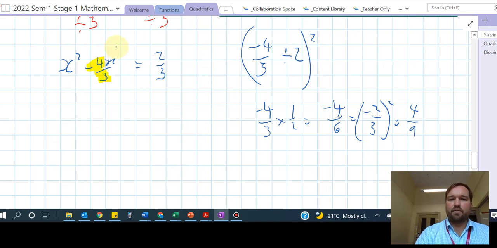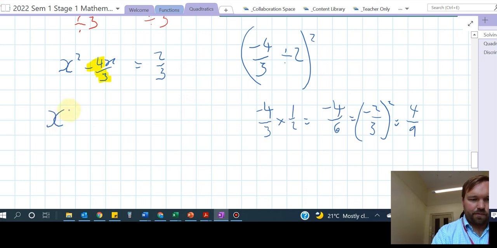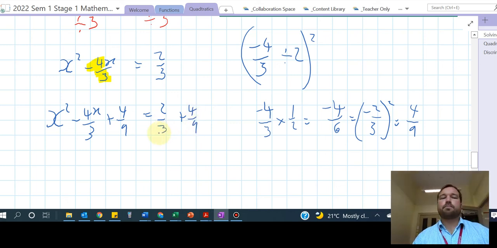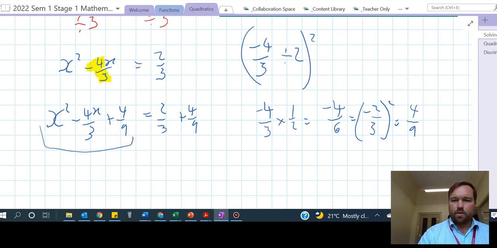Coefficient, halved, squared, then add that on. So, x squared, take 4x on 3, plus 4 on 9, equals 2 on 3, plus 4 on 9. Whatever you do to one side of the equation, you also do to the other. Now, this here is a perfect square, but it looks like a funny one. It's a perfect square using this part here, and it will always use that part.